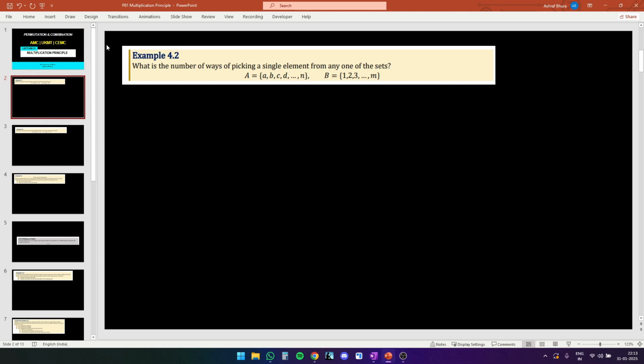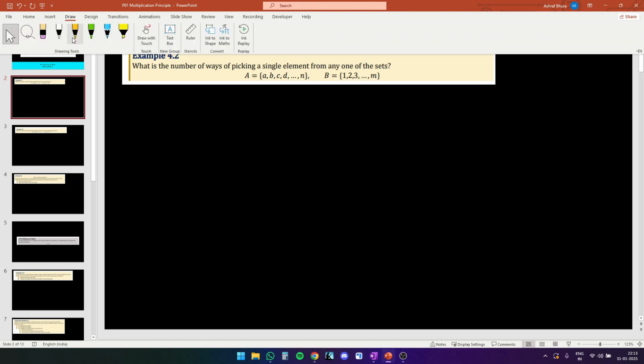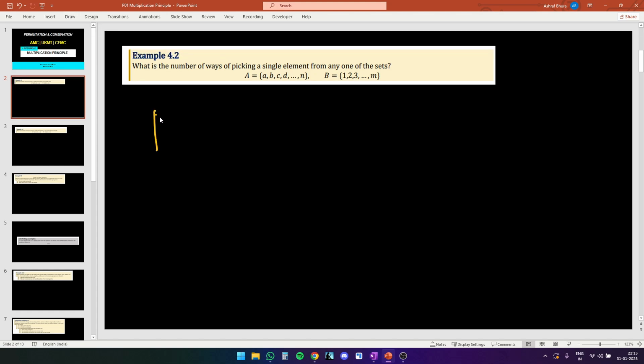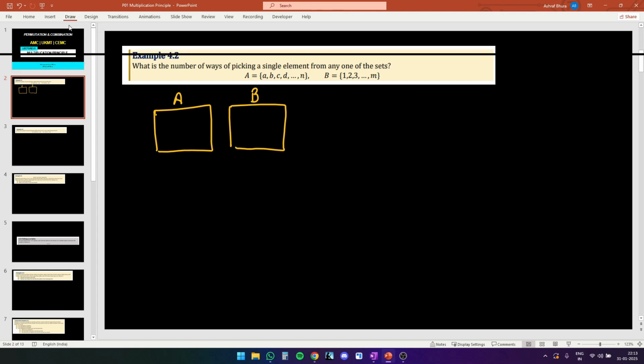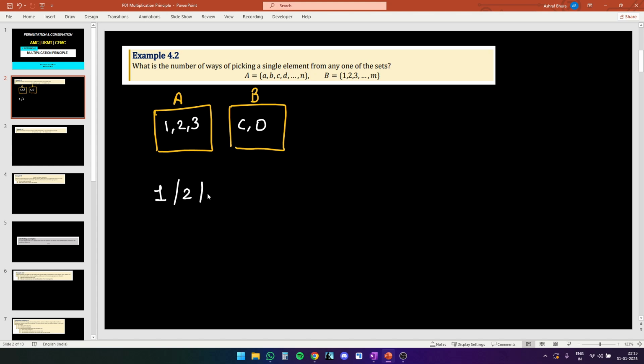Okay, what is the number of ways of picking a single element from any of the sets? Let's say I am having two sets. This is set A and this is set B. Now let's say I am having elements like 1, 2, 3 in the set A, and in the set B I am having elements like C and D. So if I want to pick up any element from A, either I can pick up 1 or I can pick up 2 or I can pick up 3, or if I go to the B's part, I can either pick up C or I can pick up D.